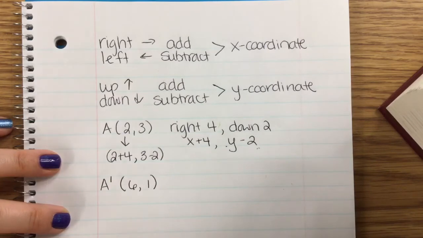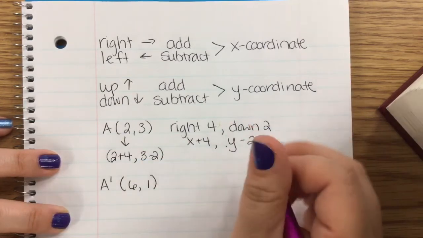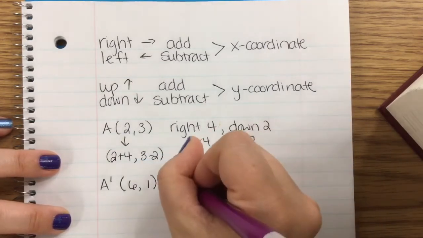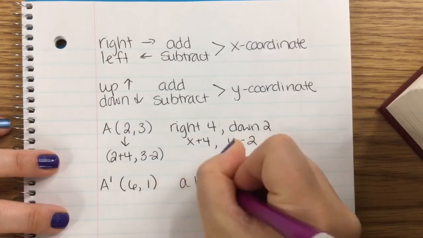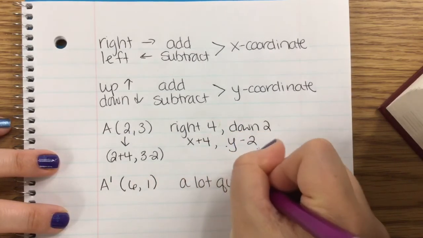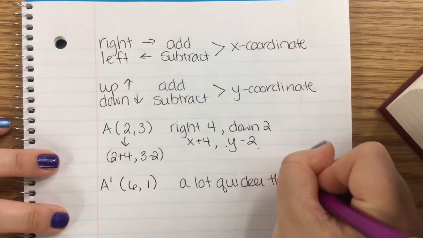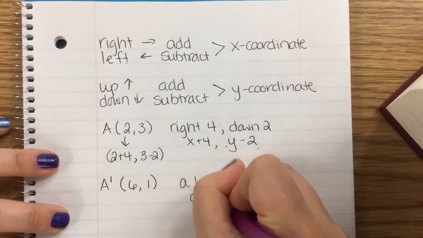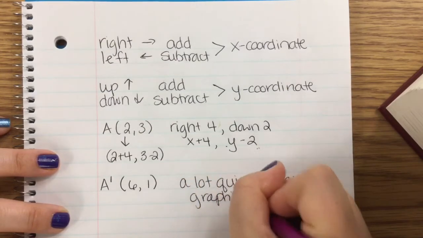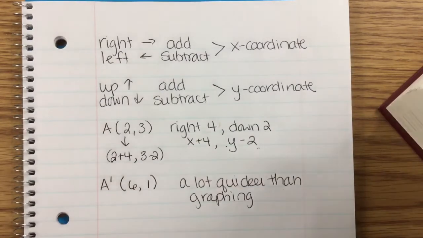Okay, so you could do that without graphing and without having to count. It's a whole lot quicker. So this is a lot quicker than graphing. But if you already have it graphed, then it's just quicker to just count over.